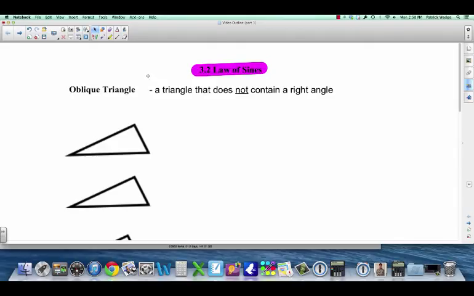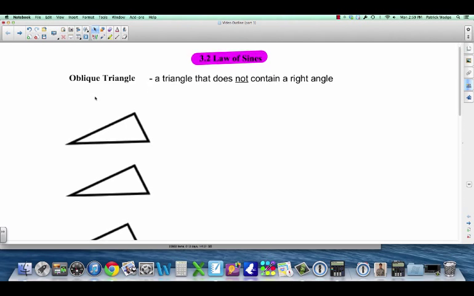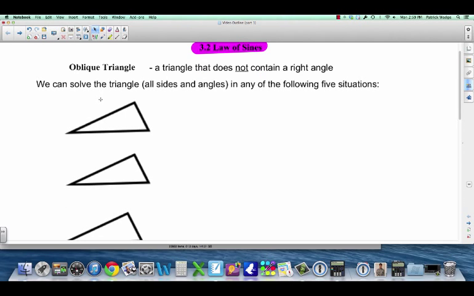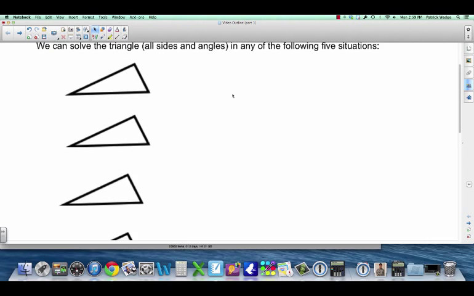And when we did trigonometry last year with sine, cosine, and tan, we said that the triangle always had to be a right angle triangle in order to use those three ratios, sine, cos, and tan. But this year we're going to learn some new laws, the law of sines and the law of cosines, that we can use even if it's not a right triangle, if it's an oblique triangle. So we can solve a triangle, all the sides and all the angles. We can find all those things out in any of the following 5 situations.